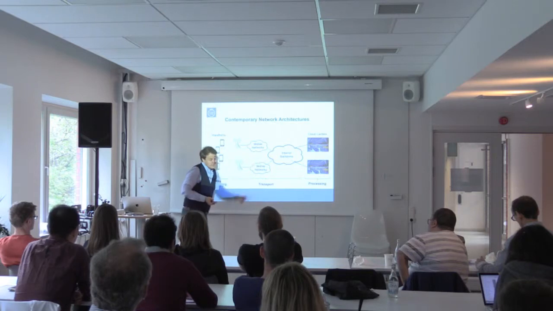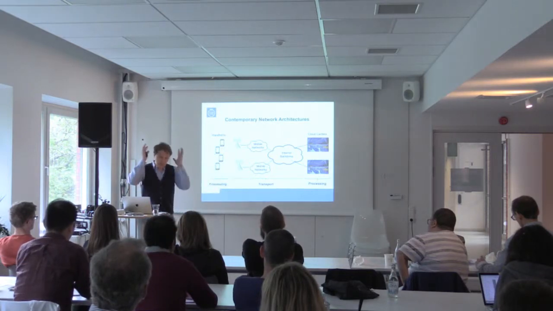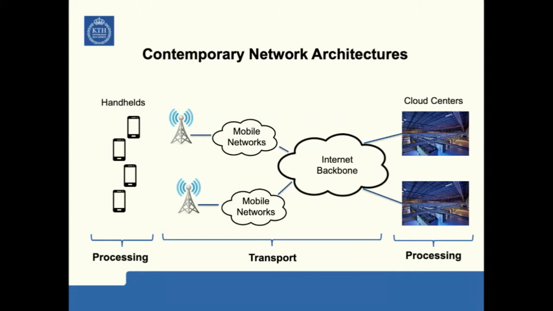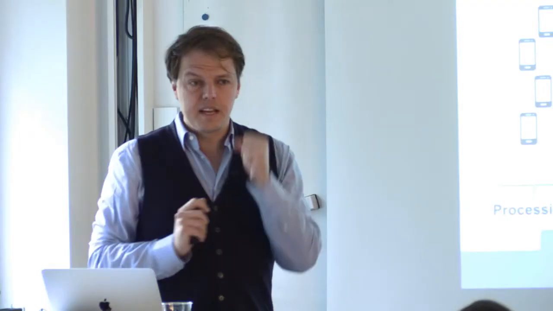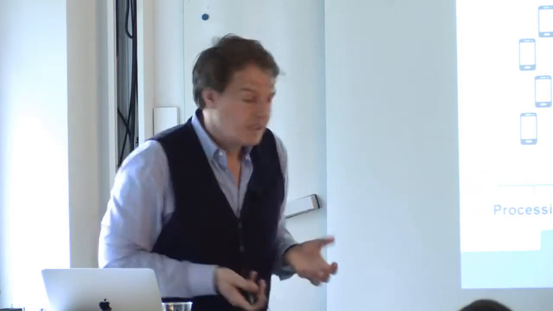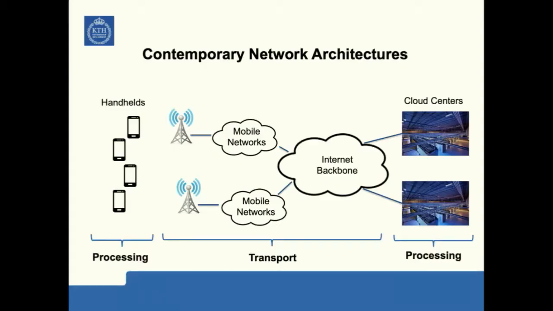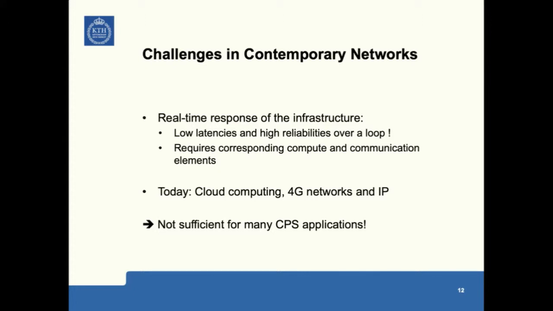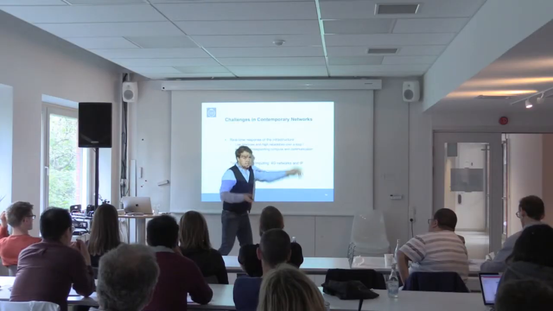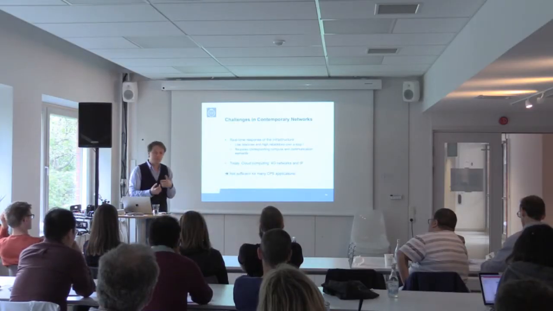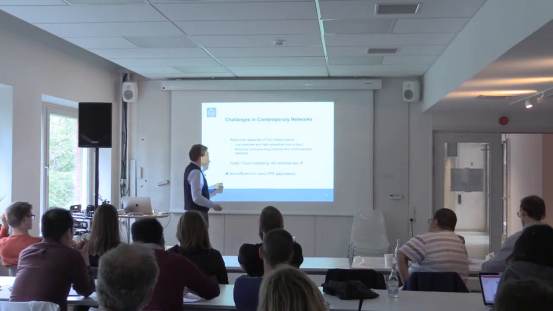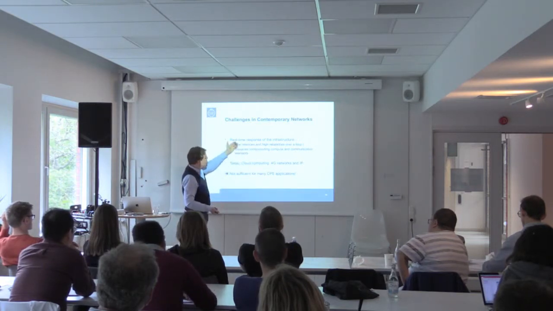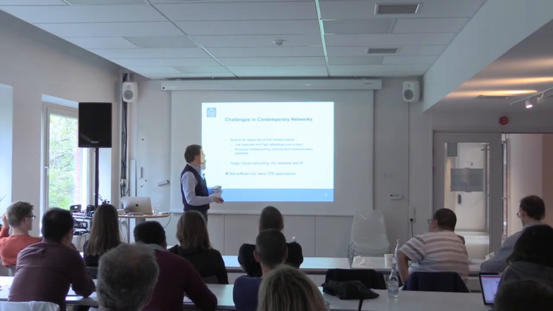IP has been built with the idea in mind that if someone drops a nuclear bomb on the US and a couple of cities are taken out, the network still survives. That's the core engineering idea that is behind IP. Okay, so that's not the backbone to go. We also need corresponding compute and communication elements. So we have these low latencies over the loop, but the loop decomposes into individual elements, communications and computations. So whatever requirements we have on the loop, they translate into the individual elements.